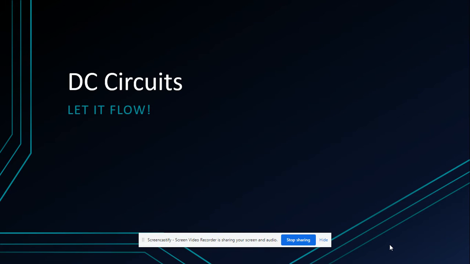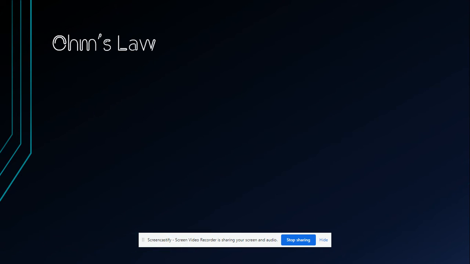Okay, we are going to be looking at DC circuits today. That is the second big topic in our electricity unit. And let's get going here. Okay, open up your notes to page 2, and it says Ohm's law at the top.